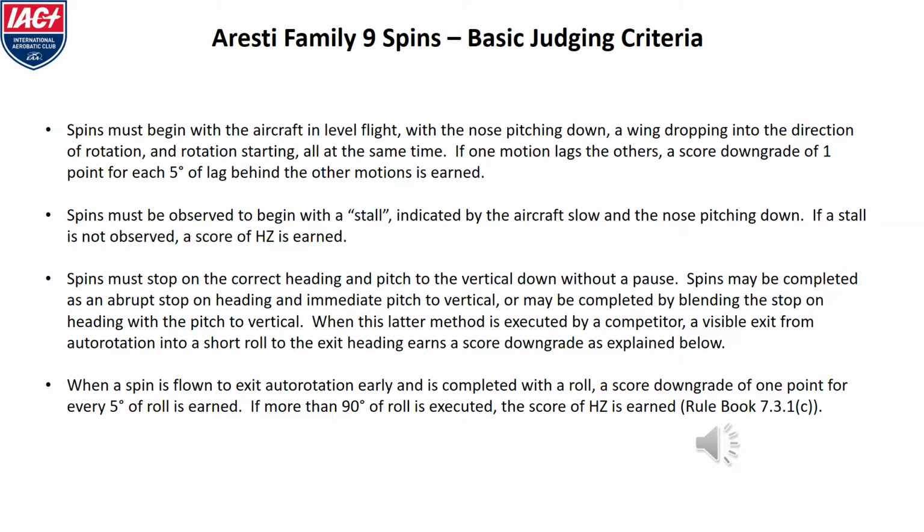Spins must stop on the correct heading and pitch to the vertical down without a pause. Spins may be completed as an abrupt stop on heading and immediate pitch to the vertical, or may be completed by blending the stop on heading with the pitch to the vertical. When this latter method is executed by a competitor, a visible exit from auto rotation into a short roll to the exit heading is a score downgrade. When a spin is flown to exit auto rotation early and is completed with a roll, it's a score downgrade. If more than 90 degrees of roll is needed to complete that spin, the score is HZ.